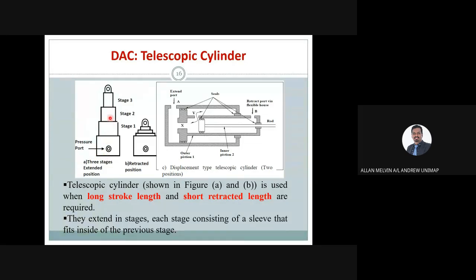So it's either one stage or two stage or three stage. So like this is a three stage extension. So kalau dia extend, dia akan jadi panjang. Kalau it retract, position will be shorter. Okay, so the telescopic cylinder shown in figure A and B is used when long stroke length and short retracted lengths are required. So certain place you require the extension to be longer, tapi you tak ada tempat nak simpan. So when it is retracted, you expect it to be using a smaller area, but extend digunakan yang panjang lah.